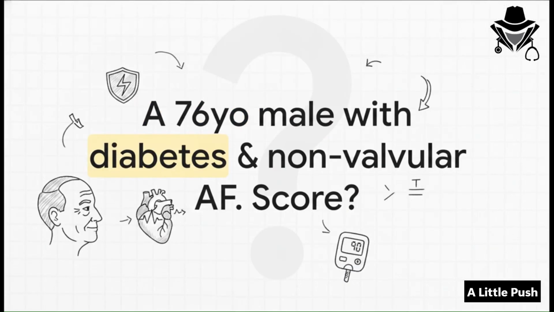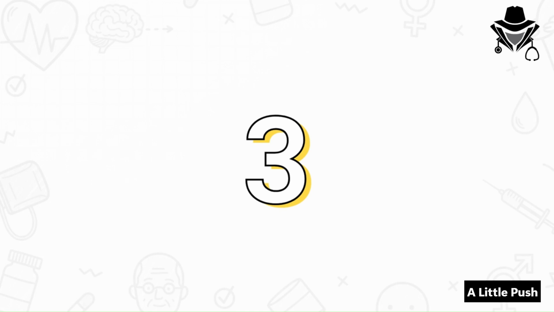All right, let's see how well you've mastered this with a rapid review quiz. Here's the scenario. A 76-year-old male with diabetes and non-valvular AFib. What is his CHA₂DS₂-VASc score? I'll give you a few seconds to think. The answer is 3. Remember, age 75 or older is a heavy hitter, so that's 2 points right there. And his diabetes adds another point. 2 + 1 is 3, firmly placing him in the high-risk category that needs anticoagulation.